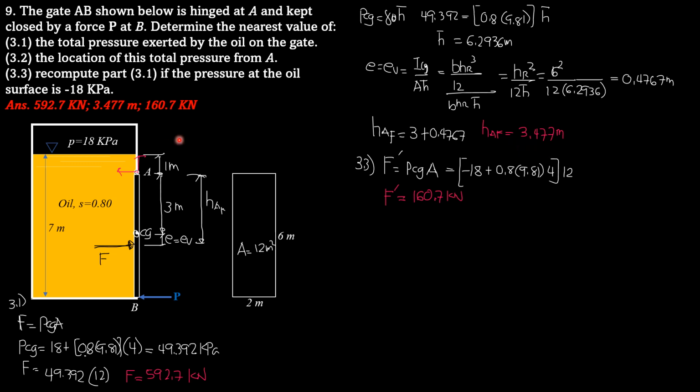Then finally, recompute part 3.1 if the pressure at the oil surface is negative 18. So F prime equals pressure at centroid times area. The pressure at the centroid this time is negative 18 plus specific weight of oil times 4 meters. So we still have 4 meters there. So area is 12 square meters. So F prime is 160.7 kilonewtons in the second part.